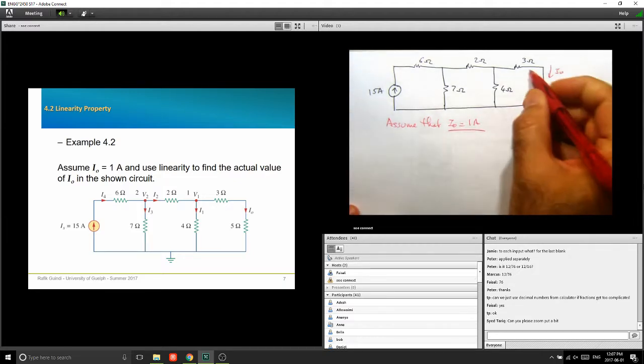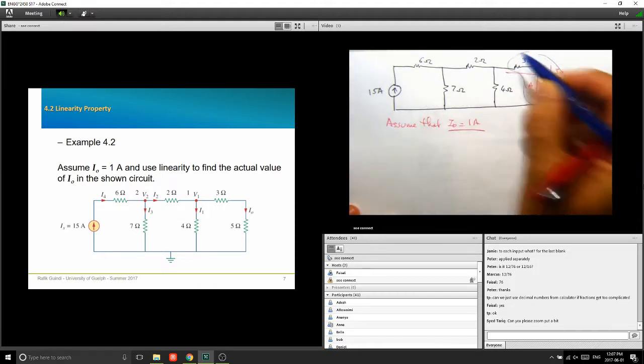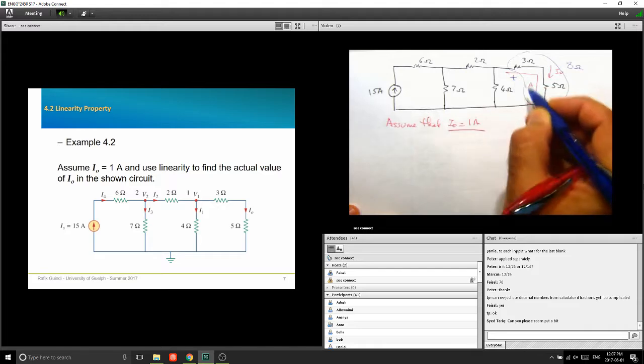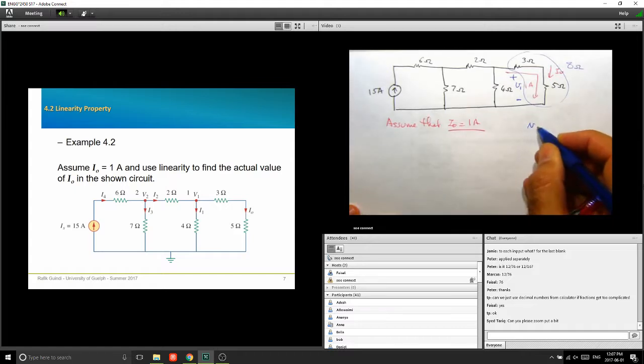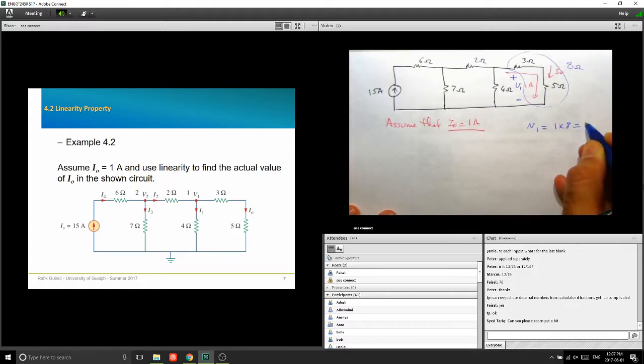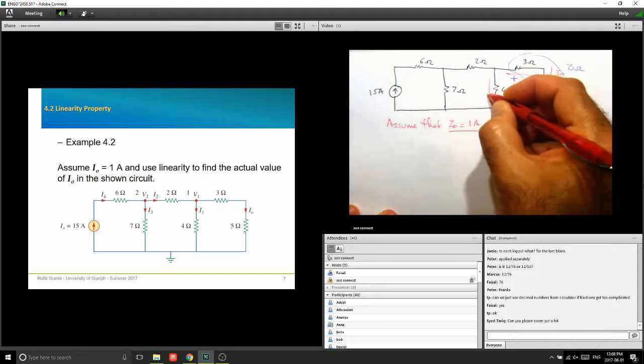If this is 1 amp, the 1 amp is flowing like that, right? So how much voltage do I have across my 8 ohm resistor? So between here and here, I have the voltage here. I'm going to call that V1. V1 is 1 times 8 equals 8 volts. Okay? See, I'm using my 1 amp current assumption here to find the drop across these two together, 5 plus 3, which is 8. So I found this V1, which is 8 volts. Now, if I know that this is 8 volts, how much is this current?